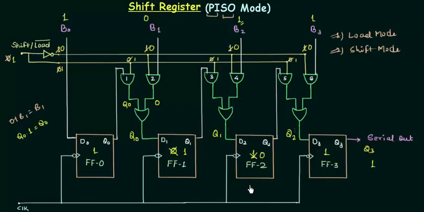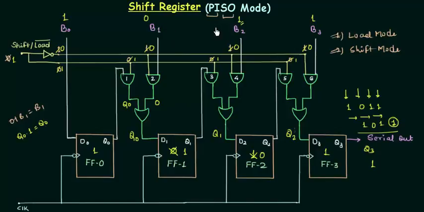So you can see the data is first entered in parallel manner. We had 1, 0, 1, 1. Then it is shifted. And we have 1 as the output. This 1 is shifted to flip-flop number 3. This 0 is shifted to flip-flop number 2, and this 1 is then shifted to flip-flop number 1. So this is how the shift register in parallel input serial output mode works.